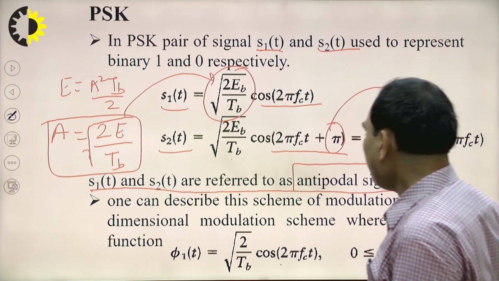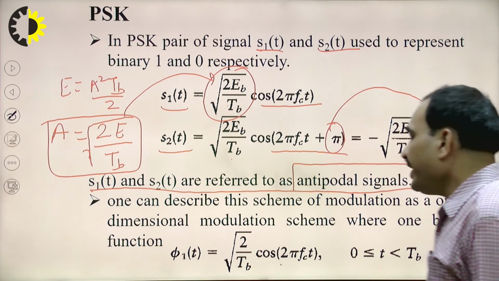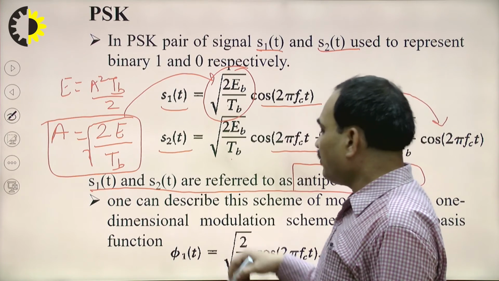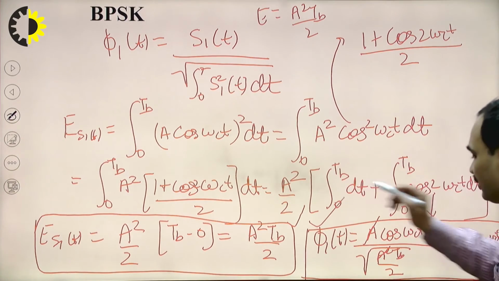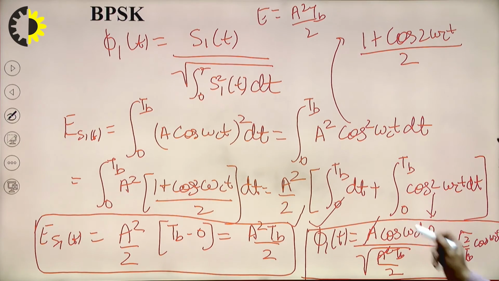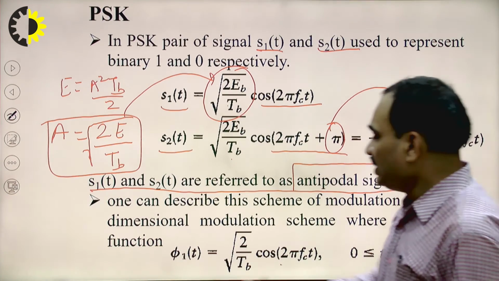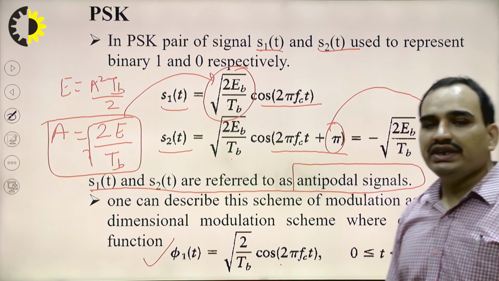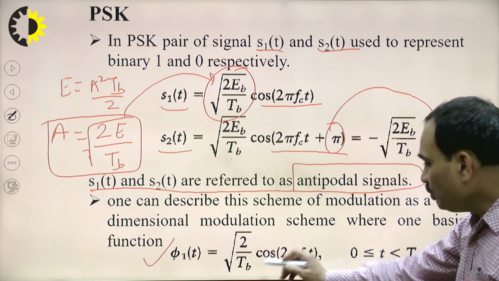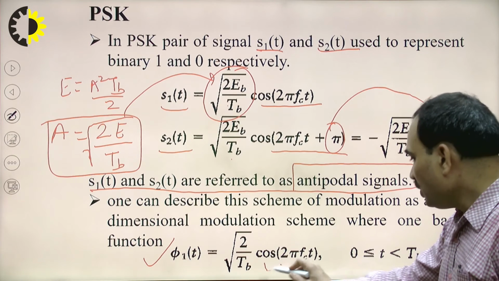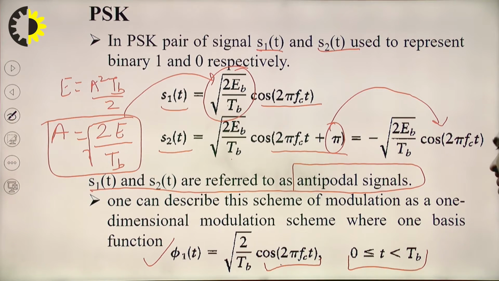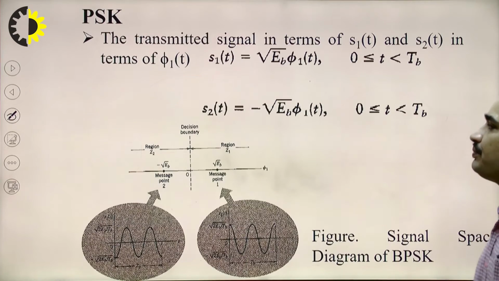So one can describe this modulation scheme as a one-dimensional modulation scheme, with one basis function. We have already got the basis function, phi 1(t), given by the square root of 2 by Tb, cos of omega c t. So here we have written the first orthonormal basis function, phi 1(t), given by the square root of 2 by Tb, cos of 2 pi fc t, for the bit duration from 0 to Tb.